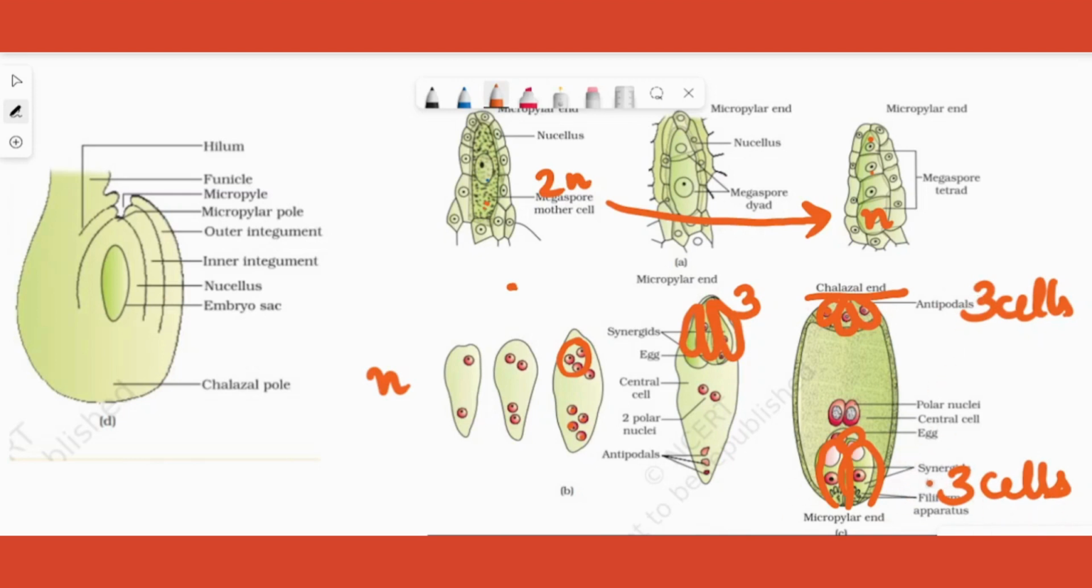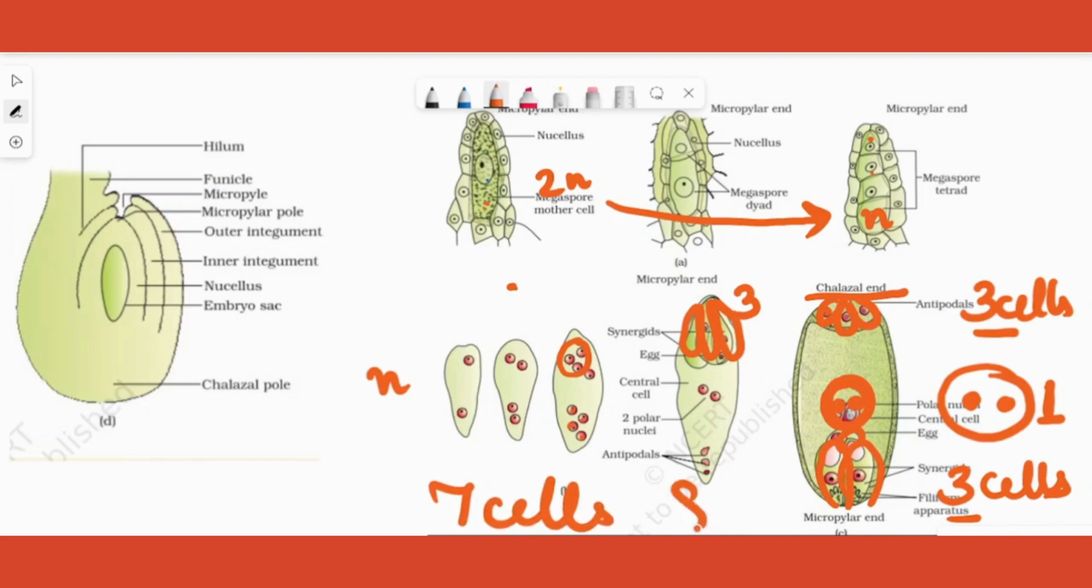Now, 2 more nuclei are left that will go and wait in the center, and that will have only one membrane around it. Therefore, what does that mean? A 2-nucleated structure is in the center having a single plasma membrane around it. So, one nucleus, another nucleus. So, how many cells do we have right now? 3 plus 3 plus 1. That is why you have 7 cells but 8 nuclei.